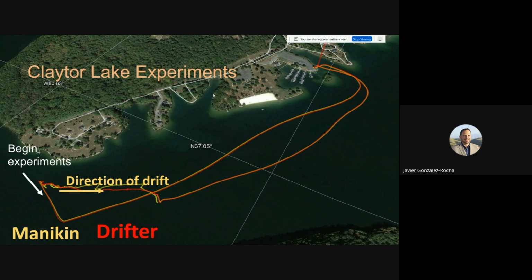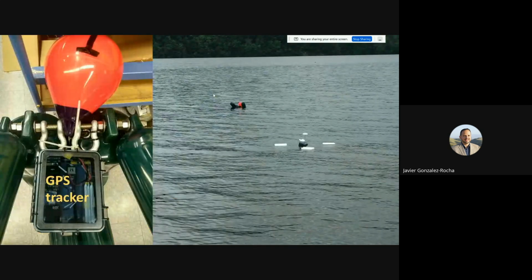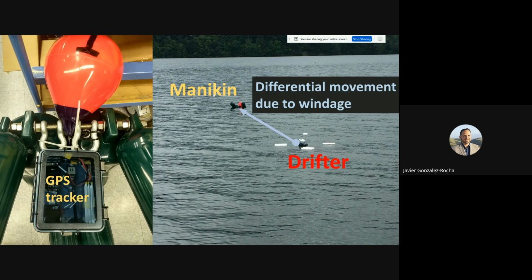We did experiments first in a lake where we threw in a mannequin, which is just a surrogate of a human, next to a drifter. Here's a picture. We integrated both the mannequin and the drifter with a GPS tracker that gives us high resolution information. Here's the drifter, here's the mannequin, and we're looking at the relative displacement, so the differential movement due to windage, essentially.